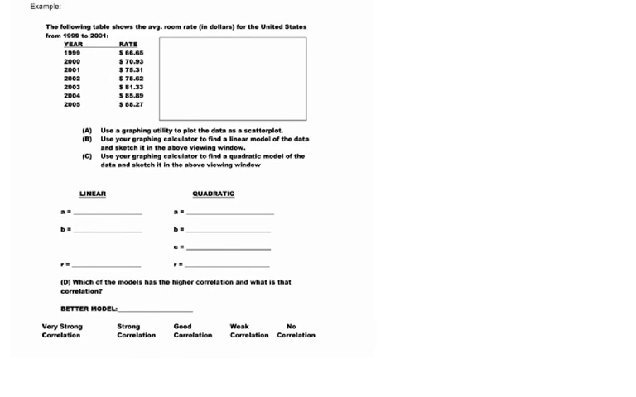Here we go. The following table shows the average room rate from the years 1999 to 2001. It is asking you to create a scatter plot. I'm going to enter that data in.